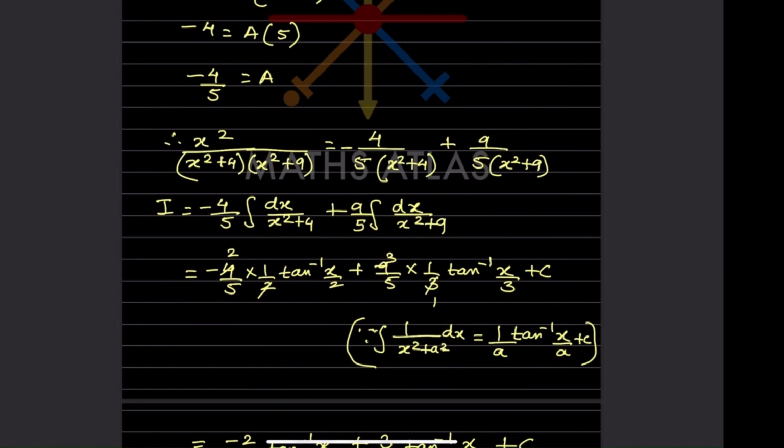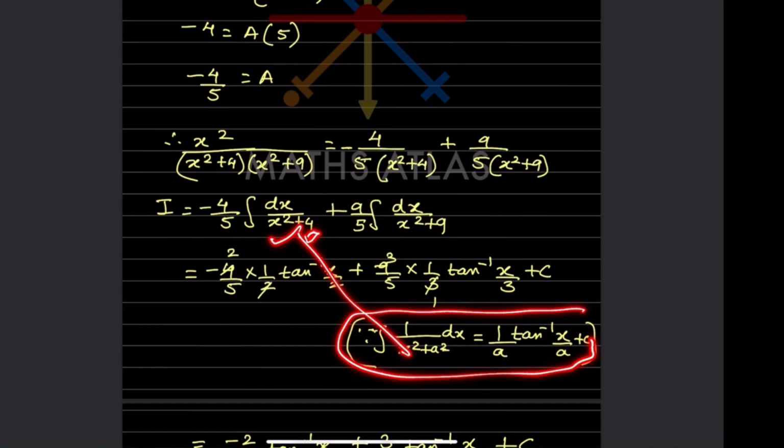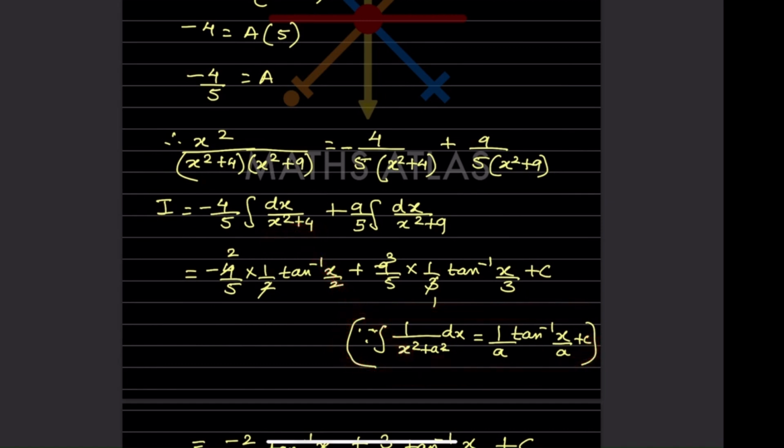So now, look at here. So we have this minus 4 by 5. First, concentrate on this formula. Now, how is this one? See here, can you see? These both are in the form of this one, x square plus a square. So now we will consider this formula, that is integration of 1 divided by x square plus a square dx is equal to 1 by a, see here, 1 by a, tan inverse x by a plus c.